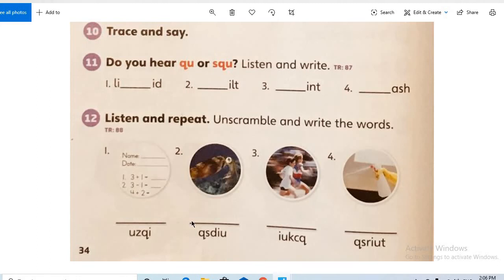And number 2, before I forget, we have squid, spelled SQUID. And number 4, we have squirt. You're squirting the water on the floor, or to sanitize your hands, you can squirt some water on your hands. So we have the spelling SQUIRT.